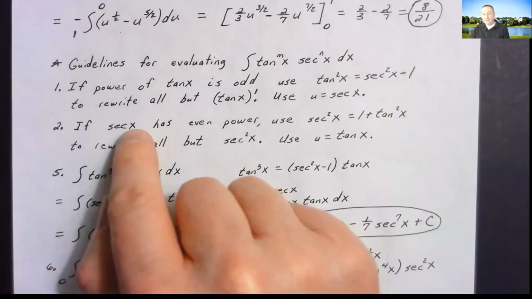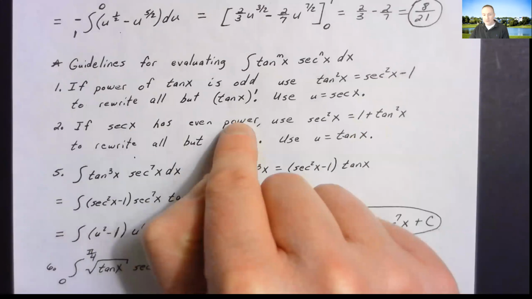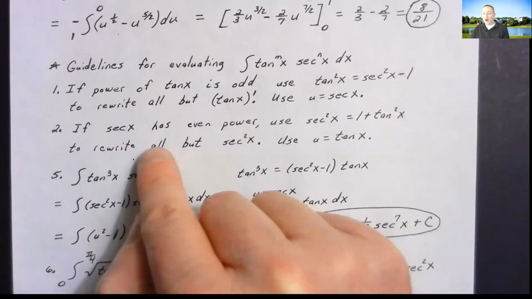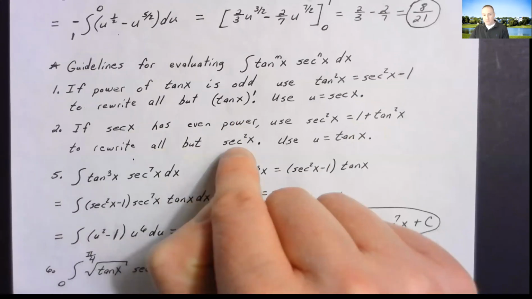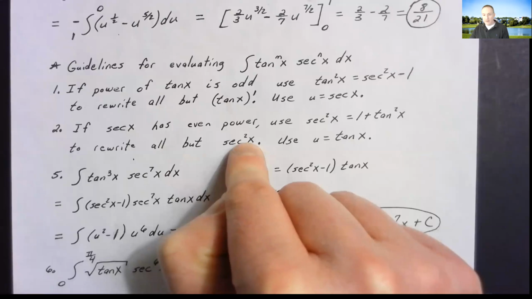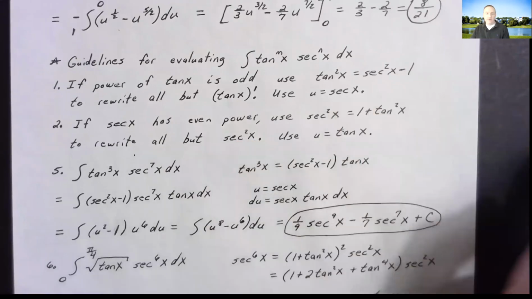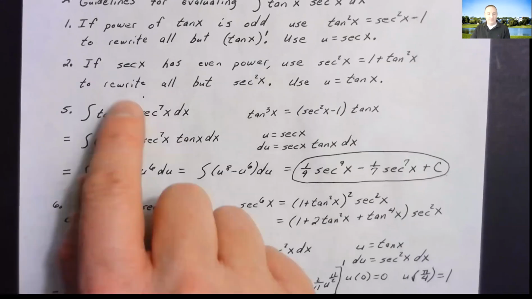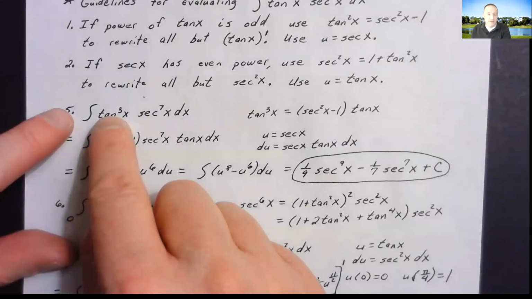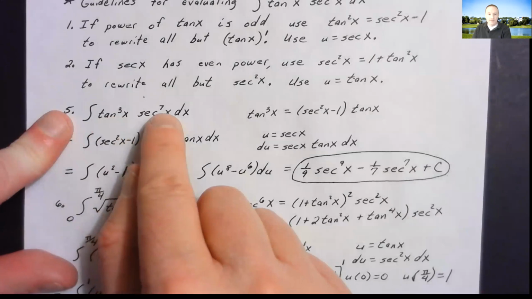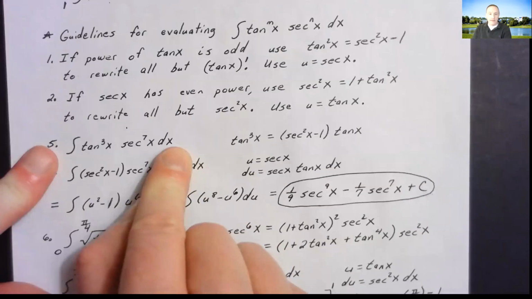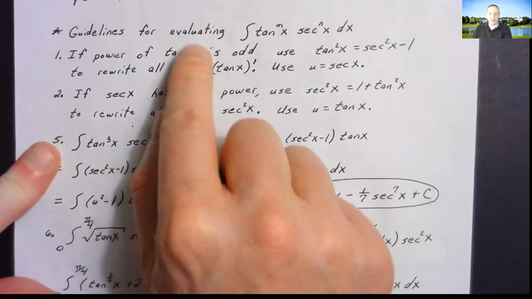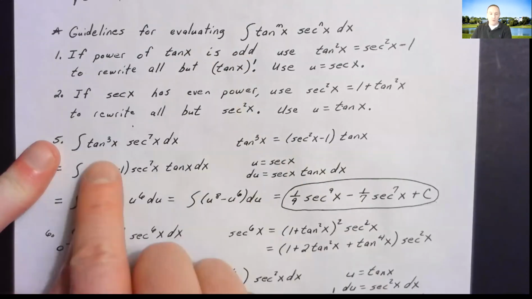You look for even powers of the secant function, and you're going to rewrite all but one term of the secant squared x as a tangent function. Let's see those in action. For number 5 here, I'm giving you the integral of tangent cubed secant to the 7th dx. So I instantly say, ooh, tangent is odd. That's what I'll work with.